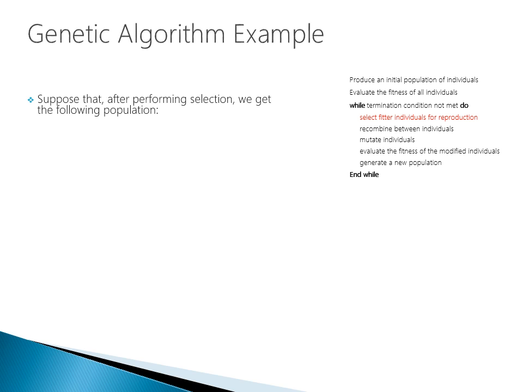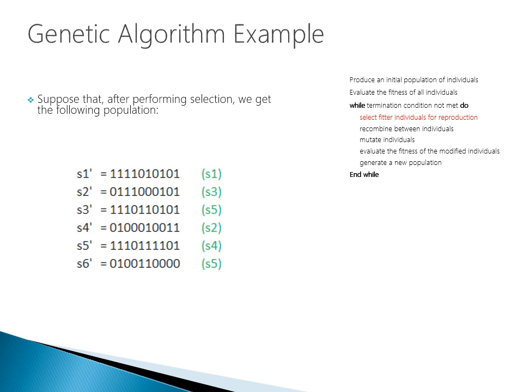So let's suppose that after performing the selection, we get the following population. Now I have my candidates, which are denoted by S prime in this case, and we find out which ones are allowed to breed. We see that candidate number 5 appears twice in this pool. So he gets to breed with number 3 and number 6. He's the lucky one, or she.